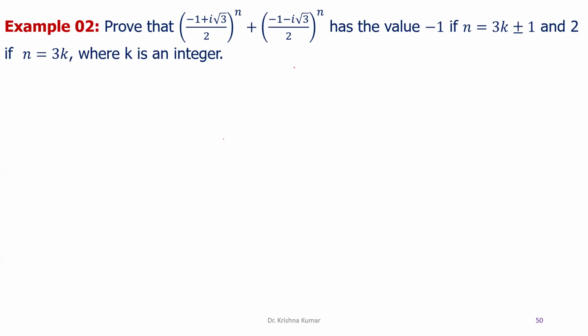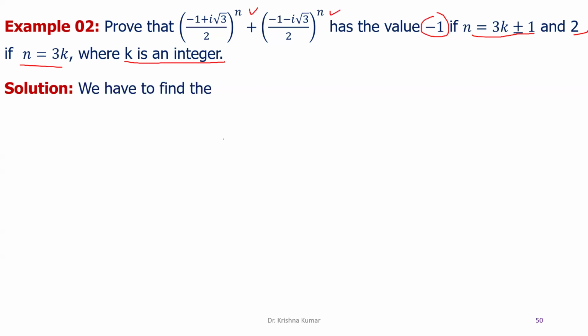In this lecture, we use De Moivre's theorem to prove that ((-1 + i√3)/2)^n + ((-1 - i√3)/2)^n has the value -1 if n = 3k ± 1, and its value is 2 if n = 3k, where k is an integer. So we have to find the value of ((-1 + i√3)/2)^n + ((-1 - i√3)/2)^n.